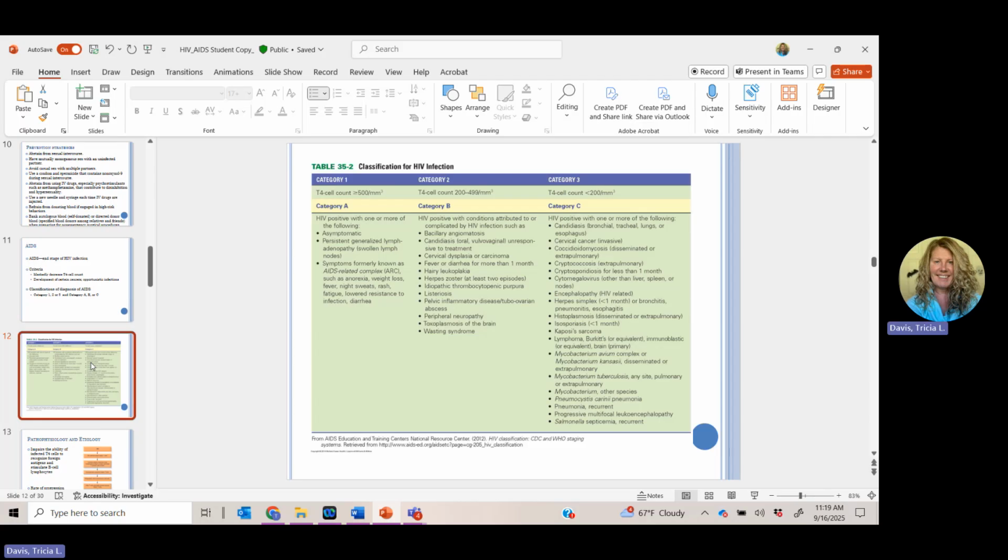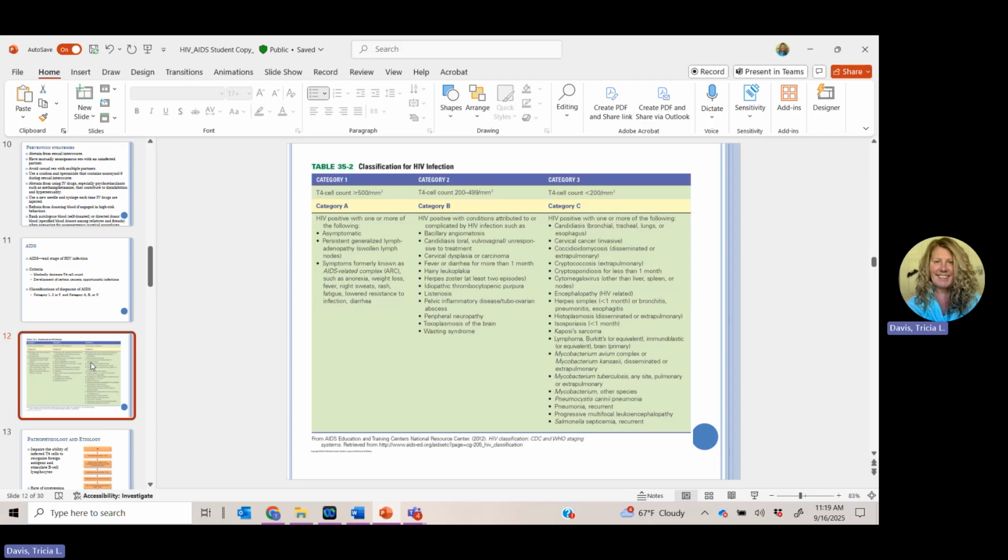So this is an important slide. I'm not going to read all of this, but this really explains to you this transition of going from HIV to AIDS. So just quickly, category A, a T4 cell count greater than or equal to 500. This is going to be HIV. Then if we have a T4 cell count of 200 to 499, still HIV, okay?